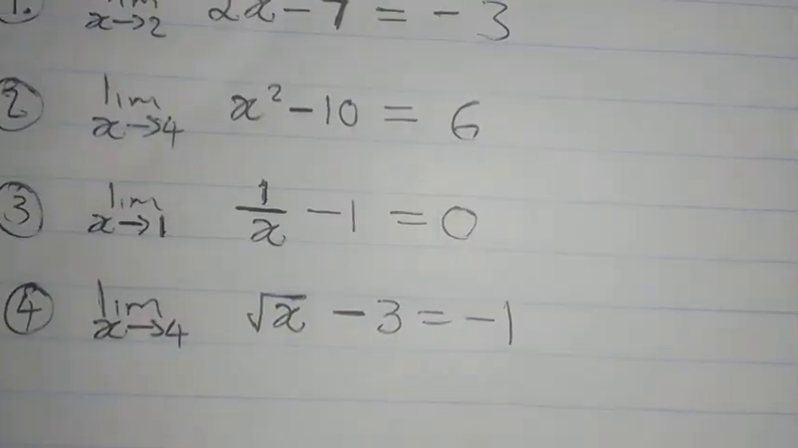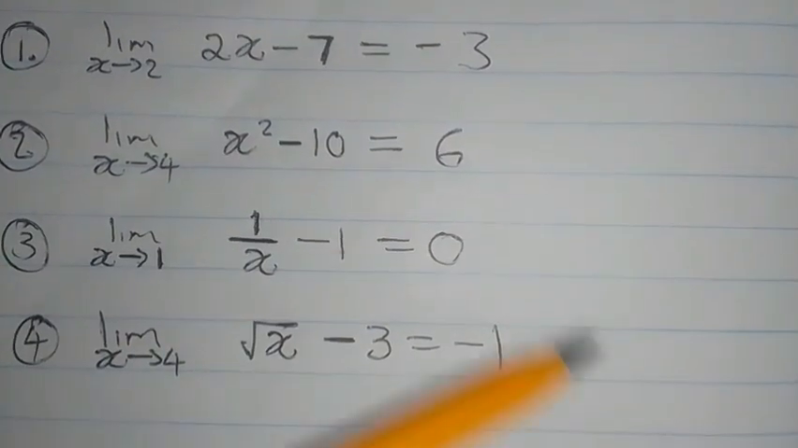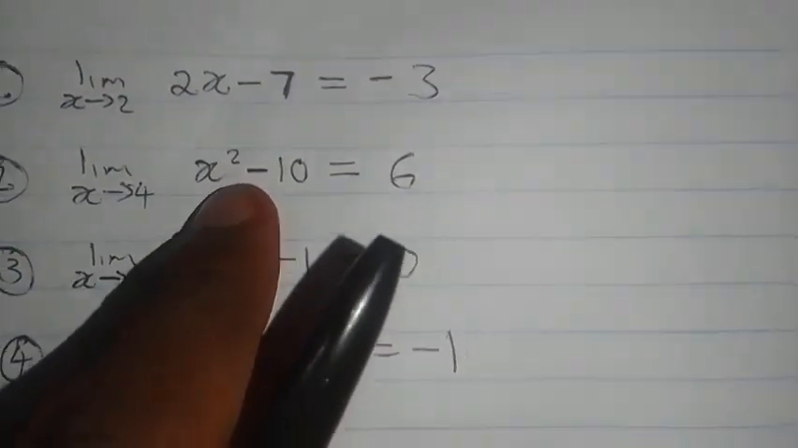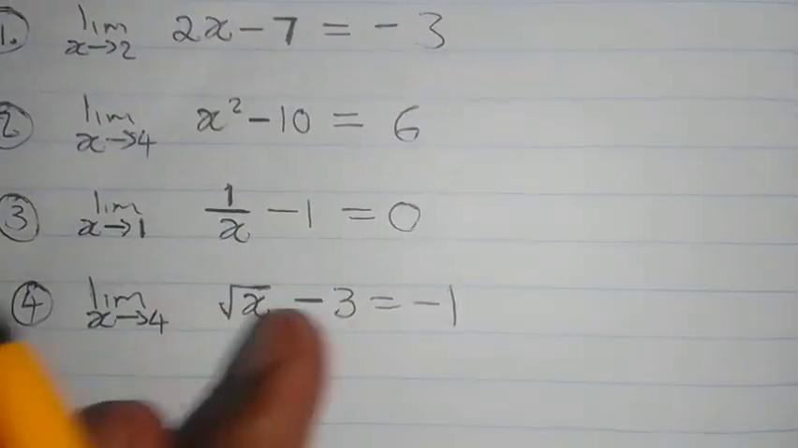Okay, so in this video, I'm just going to do the precise definition of a limit and show the following. How do you prove that this limit is equal to minus 3, this one is equal to 6, and this one is equal to 0, and this one.